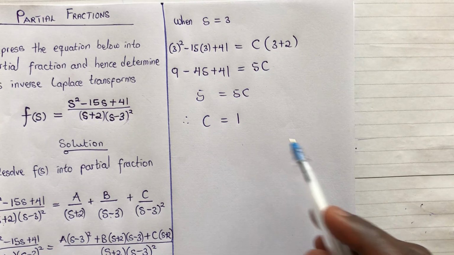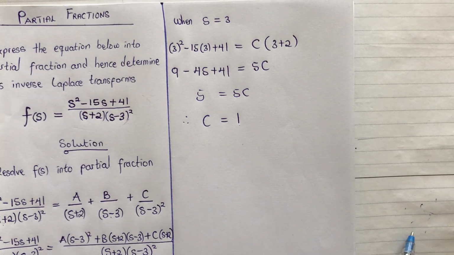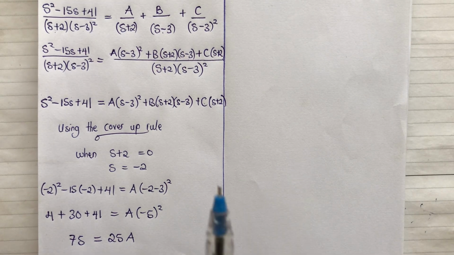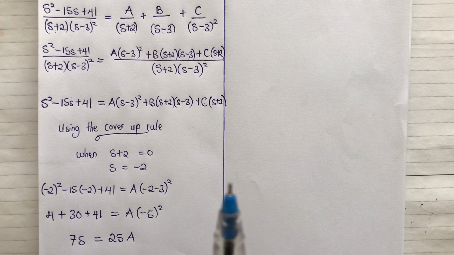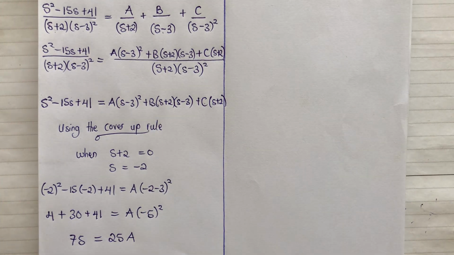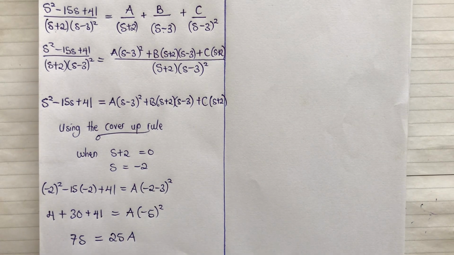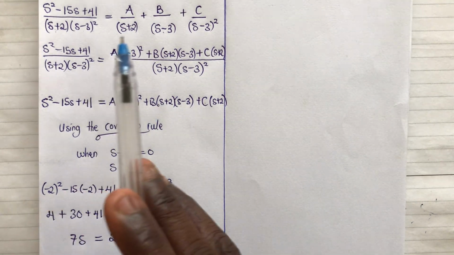Now we have the value for c and we have the value for a. How then do we find b? Now watch carefully. We cannot apply the cover up method here again, because when I substitute 2 here, I'll get 0. When I substitute 3 here, I'll get 0. So how do you find b? That is when you think.